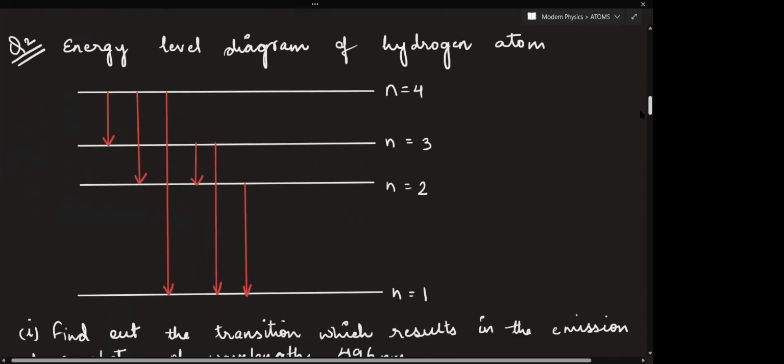You all have done energy level diagrams, right? Yes, ma'am. Okay. So this is also an energy level diagram of the hydrogen atom. This is the ground state, n is equal to 1, then the second state, n is equal to 2, then the next state, n is equal to 3, and this is the last given, n is equal to 4. And these are the energy transitions that are occurring.